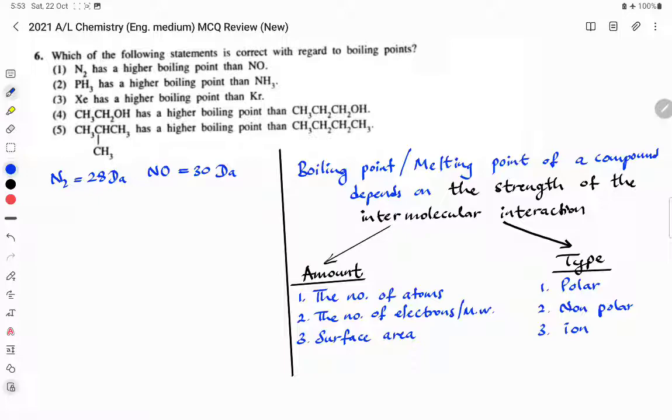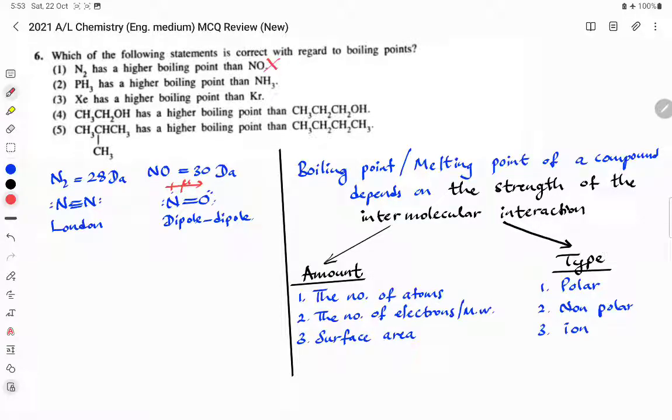Then we have to go for the type of the intermolecular interactions. Now N2 is a non-polar molecule, so it has London forces. NO is a polar molecule. There's a dipole moment here from nitrogen to oxygen. Therefore, it has dipole-dipole interaction. London forces are weaker than dipole-dipole interactions. Therefore, NO should have the greater boiling point. So, the first statement is incorrect.